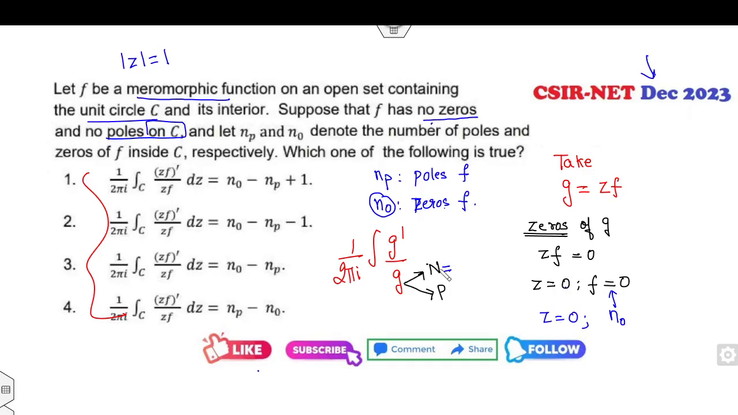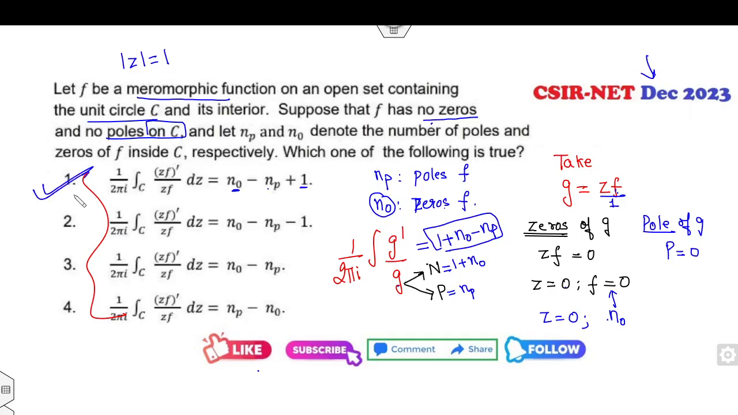So can you find the total number of zeros of g? 1 plus n0. Can you find the poles of g? Because the denominator is 1, the number of poles is the same as that of f. Fine. So the pole is nothing but the pole of f. So the number of poles is simply np. So I can substitute the value n minus p. 1 plus n0 minus np is the right answer of this problem. 1 plus n0 minus np. A is the right answer of the problem.